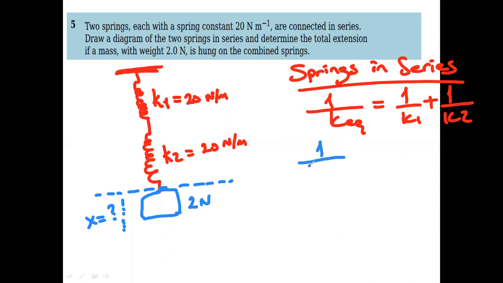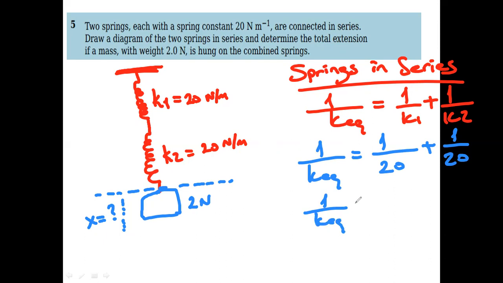So 1 over K equivalent will be equal to 1 over K1. K1 is given as 20, plus the second one, 1 over K2. K2 is also 20. So from here, 1 over K equivalent will be equal to 1 plus 1, 2, divided by 20. To get K equivalent, I'm going to turn upside down both sides. So 1 over K equivalent, if I turn it upside down, it's going to be K equivalent.